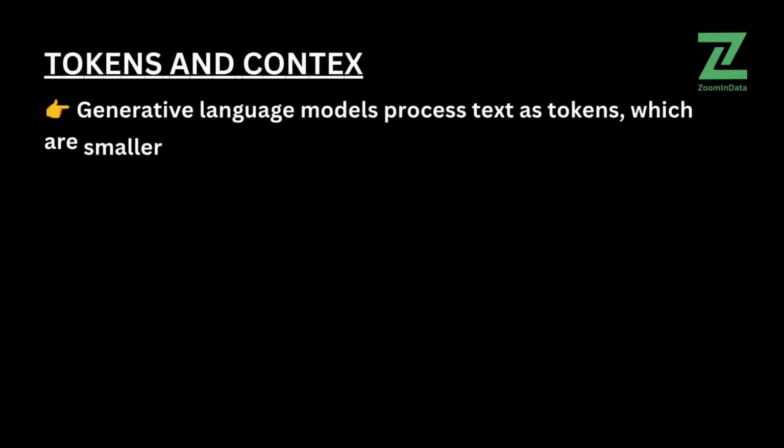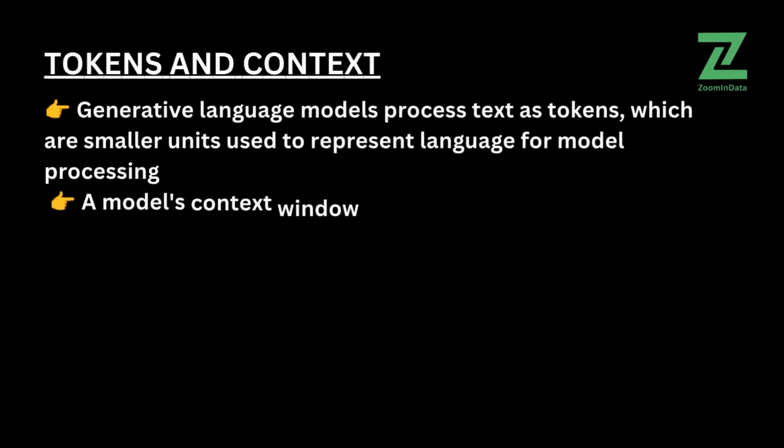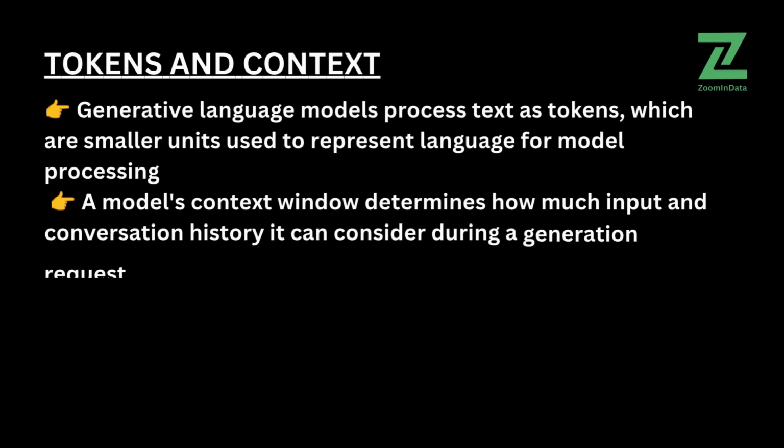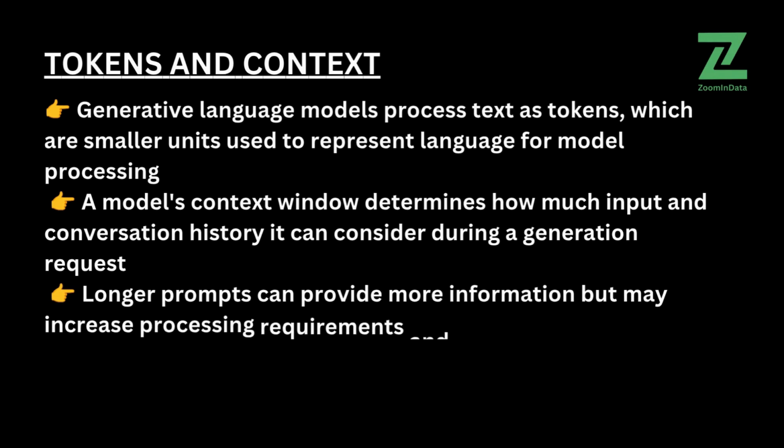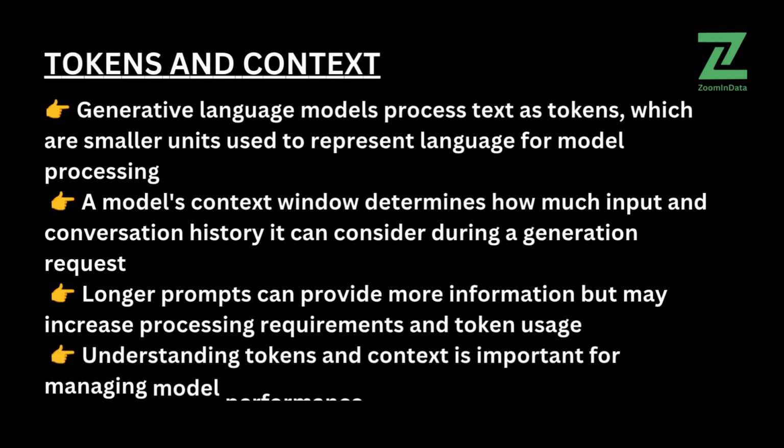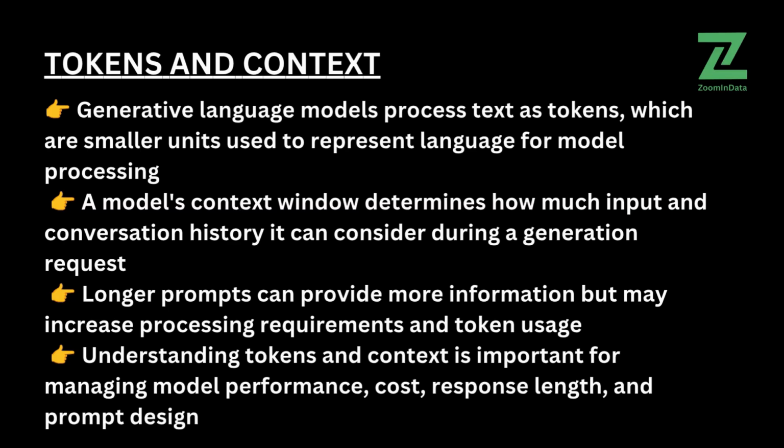Generative language models process text as tokens, which are smaller units used to represent language for model processing. A model's context window determines how much input and conversation history it can consider during a generation request. Longer prompts can provide more information, but may increase processing requirements and token usage. Understanding tokens and context is important for managing model performance, cost, response length, and prompt design.